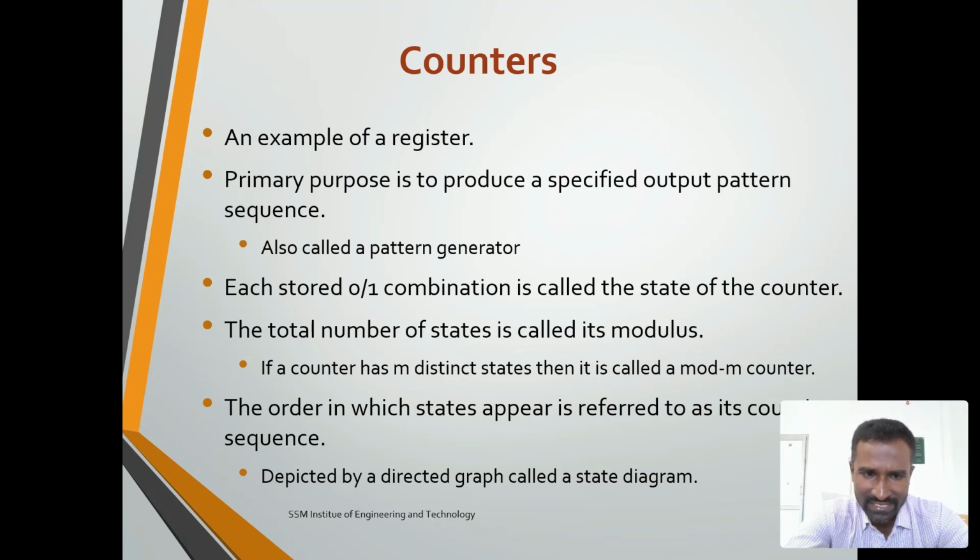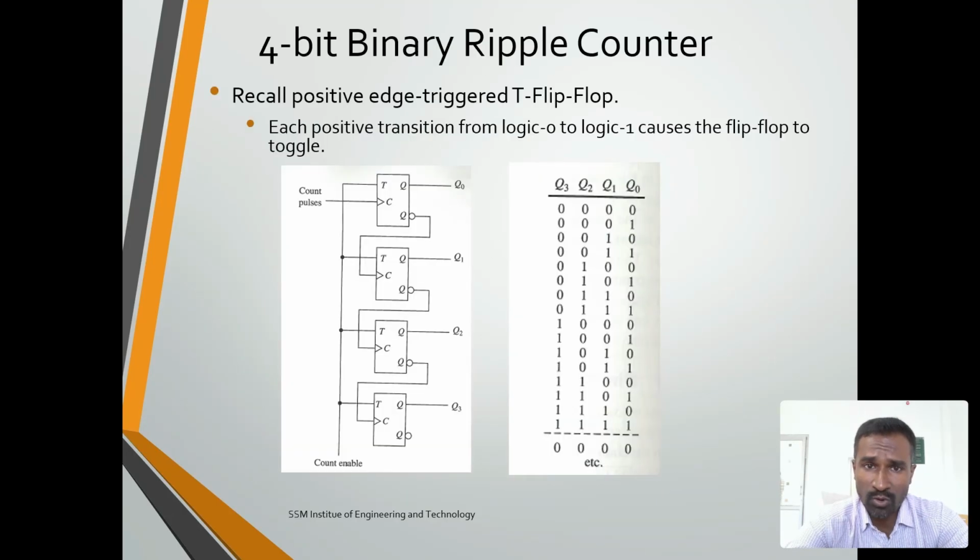The order in which the states appear is referred to as the counting sequence. Based on the counting sequence, we can depict the graph directly. This graph is called a state diagram. Let's see the operation of the counter.